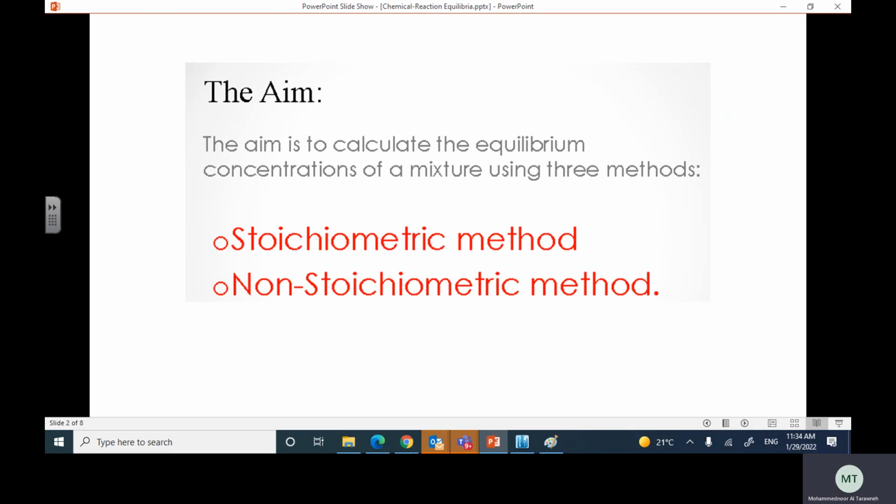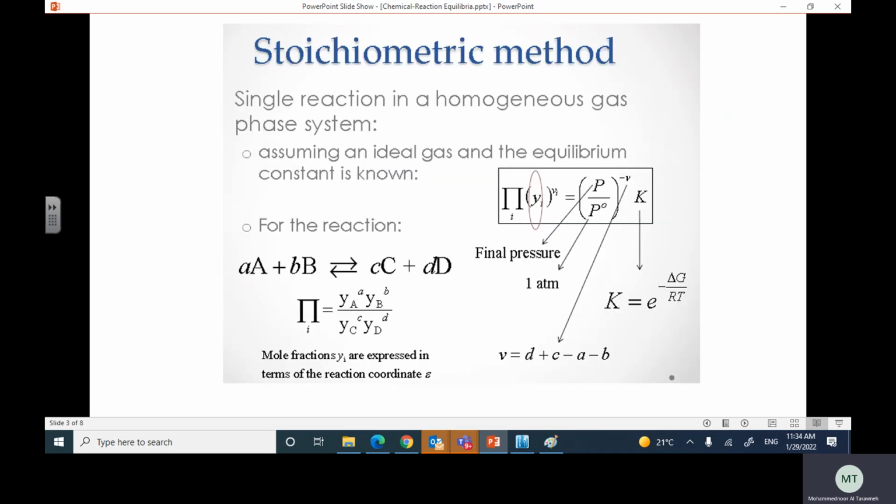There are two methods to calculate the equilibrium concentration of a mixture. The first one is the stoichiometric method, in which we know the reactions. The second method is the non-stoichiometric method, in which we only know the name and the initial concentration of the species. The stoichiometric method is based on the equilibrium constant, which is a function of the Gibbs free energy of the reaction.